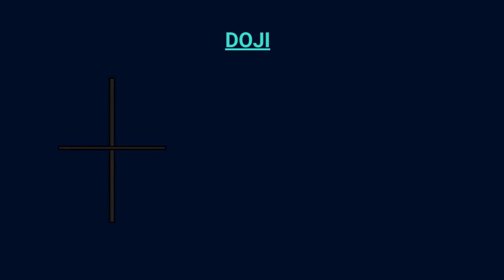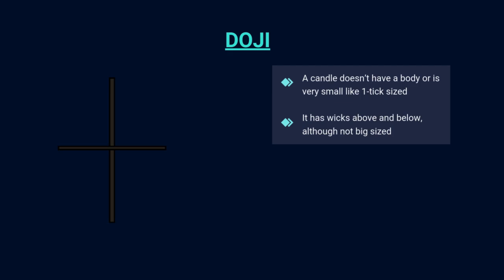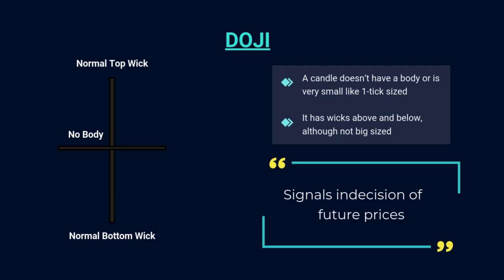Doji in Japanese means the same thing, wherein the open and close price is exactly the same, resulting in a small body with long upper and lower shadows. Doji candlesticks can look like a cross or a plus sign. A doji signals indecision in the market, where buyers and sellers are in balance.